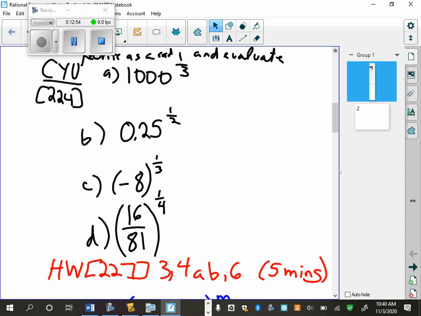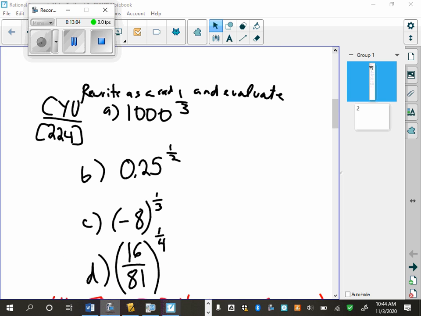And write down the instructions. Rewrite as a radical and then evaluate. And you can write down please too. Awesome. All right, 1,000 to the 1/3.